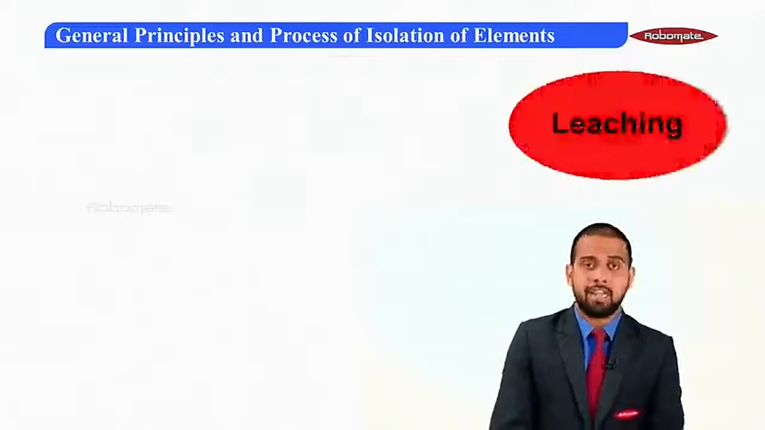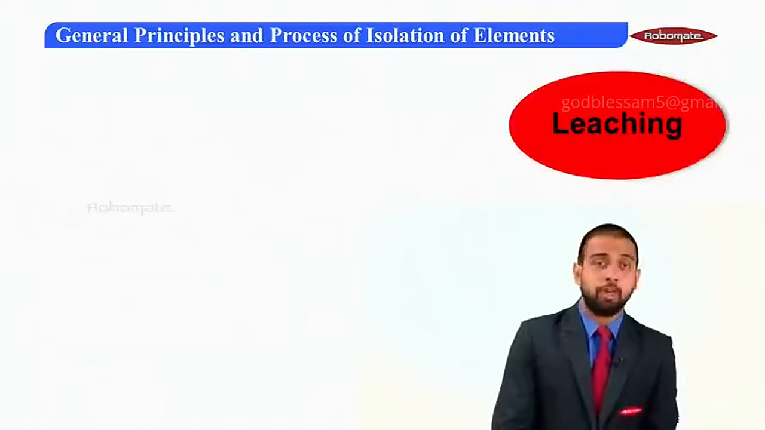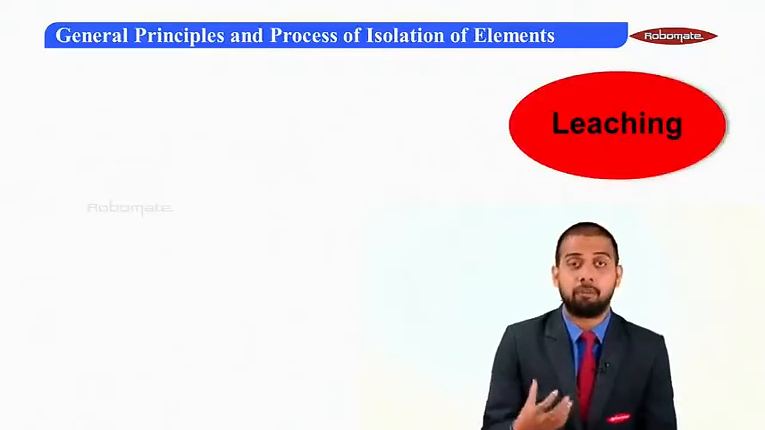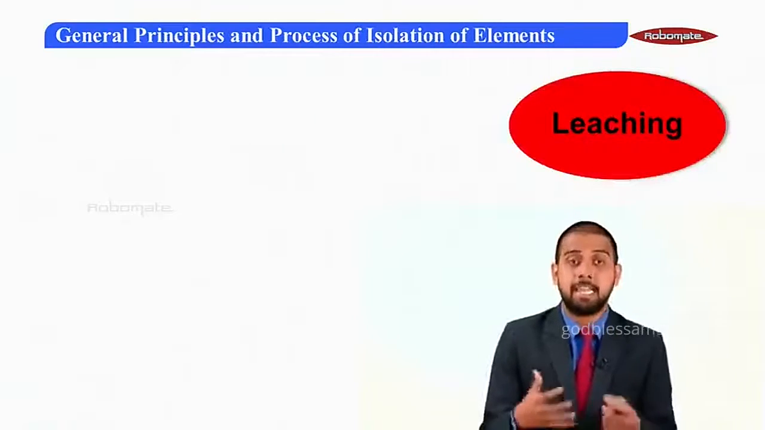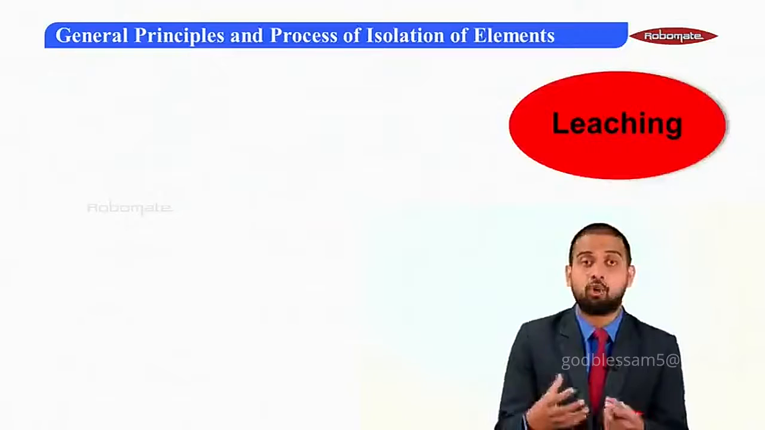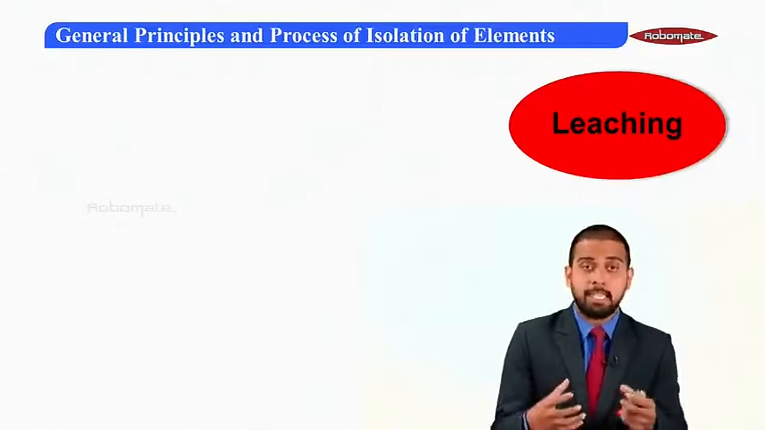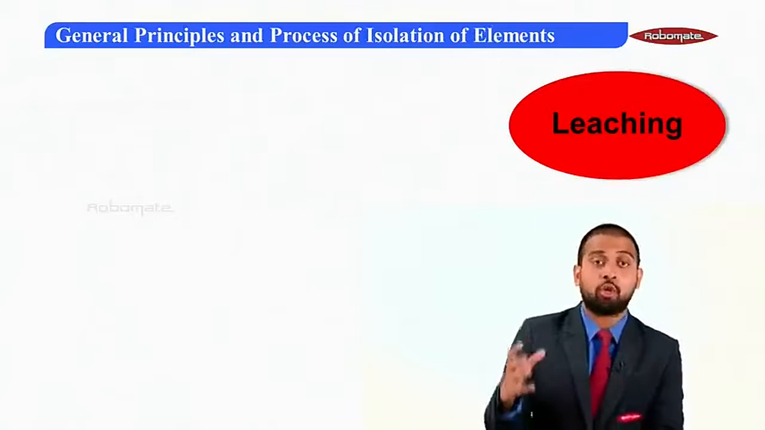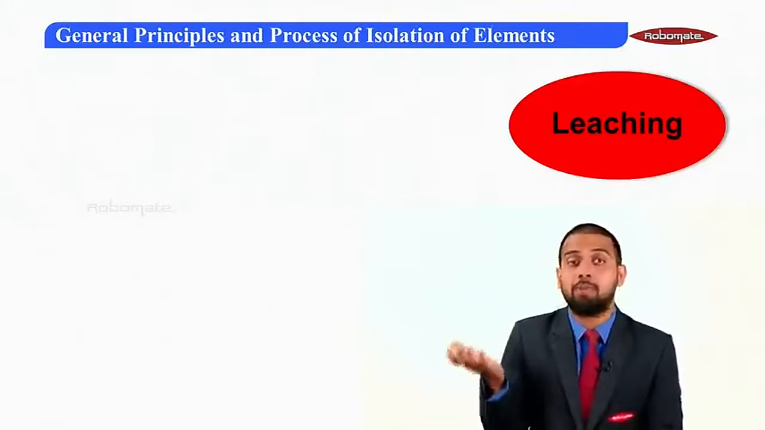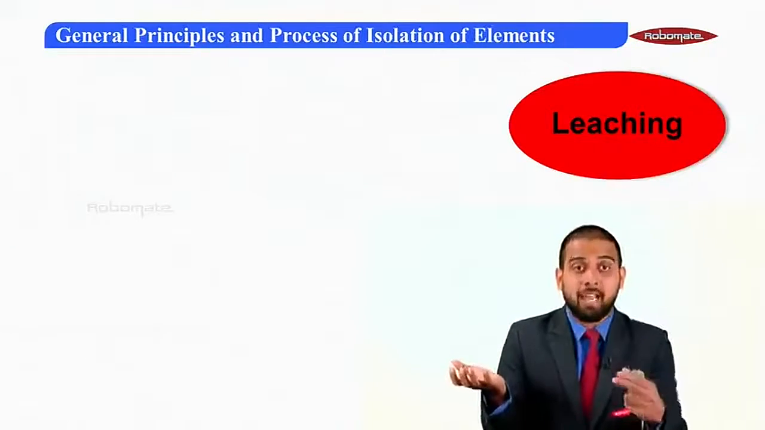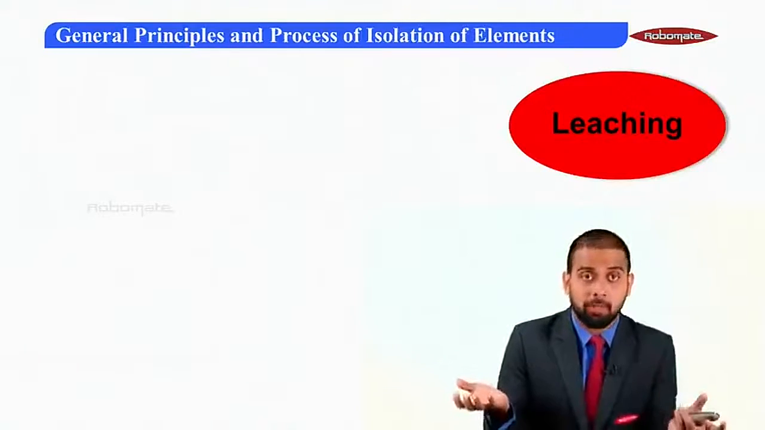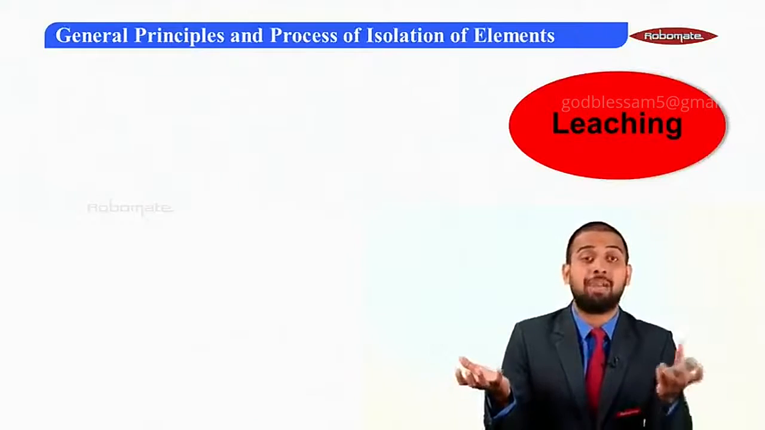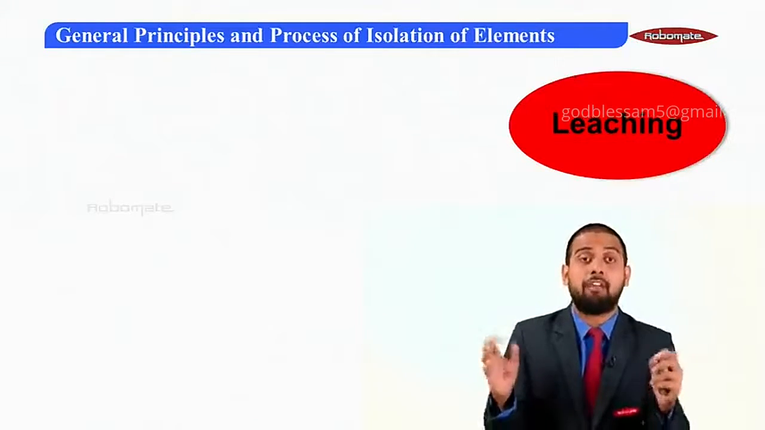Now talking about leaching, what is it based upon? Now you know what is a leach? Leach selectively sucks out the harmful blood from our body. Likewise, in this leaching we are going to use an agent called a leaching agent, and this leaching agent is going to react only with the metal compound, and convert that compound into a water soluble compound, whereas the gangue or the impurities are water insoluble. So the water soluble metal compound can be separated from water insoluble gangue purely by filtration.